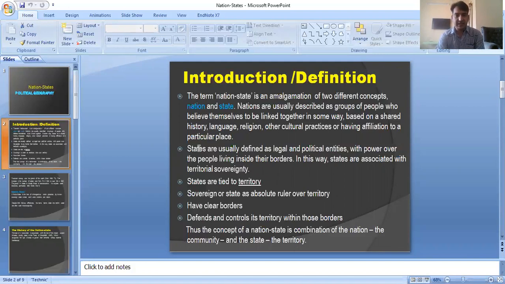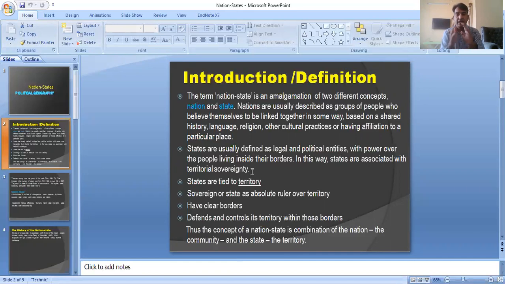What does it mean by states? States are usually defined as a legal political entity with power over the people living inside their border. In this way, states are associated with territorial sovereignty. So when it comes to states, we are mostly concerned with the territory, meaning the land area. It's not about the people, but it's a land area.